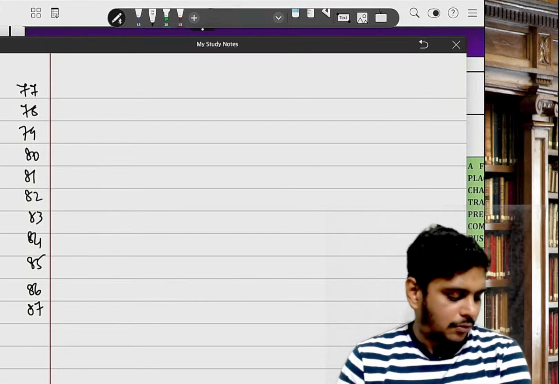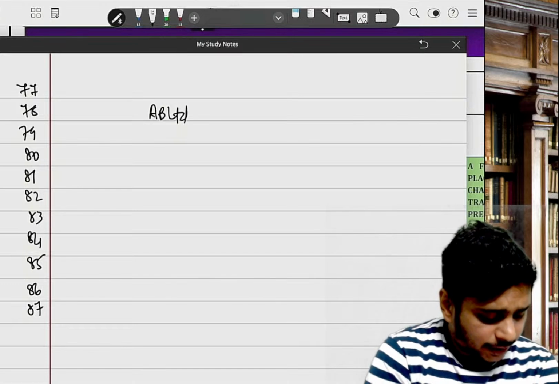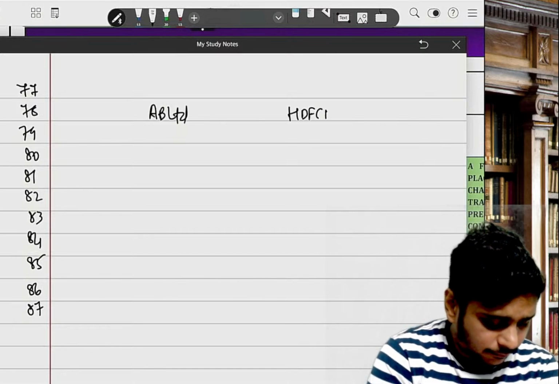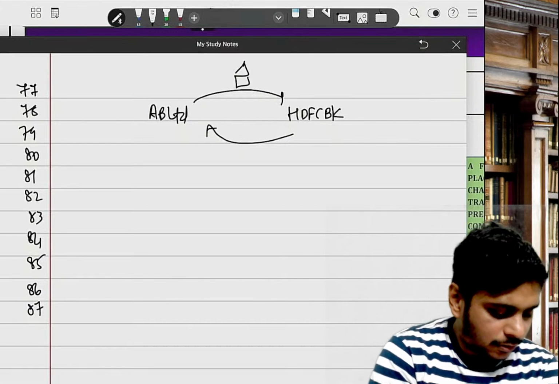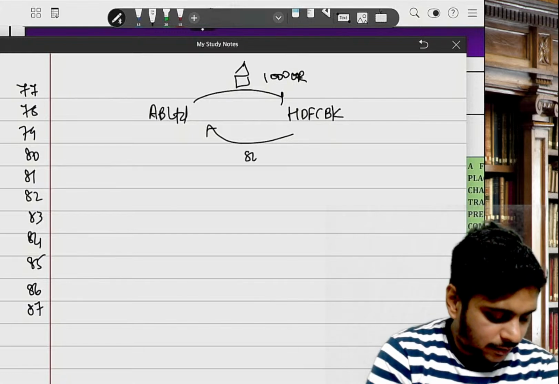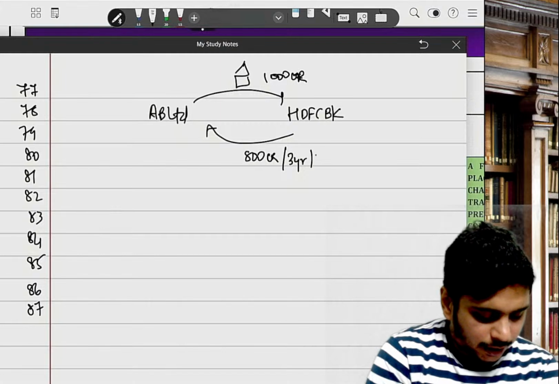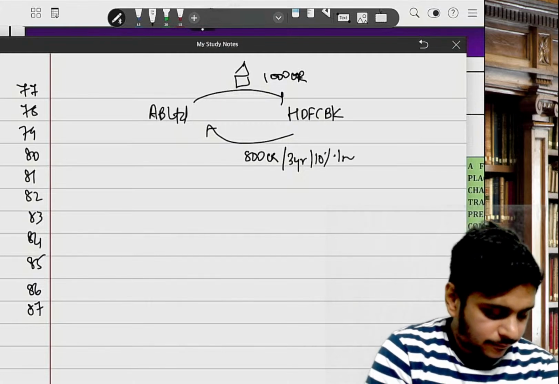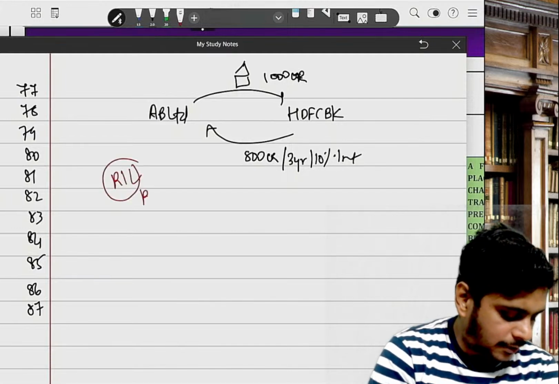Now, I'll take the same example. AB Limited was there. HDFC Bank was there. AB Limited has given their bungalow of 1000 crore to the bank, and the bank has given, let us assume, 800 crore rupees as a loan for 3 years at 10% interest. And there's a guy called Reliance Industries who will be called the buyer.